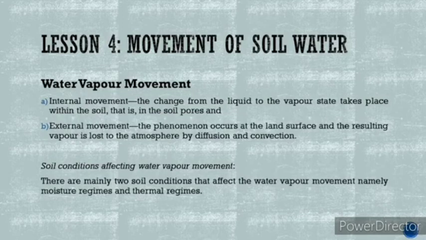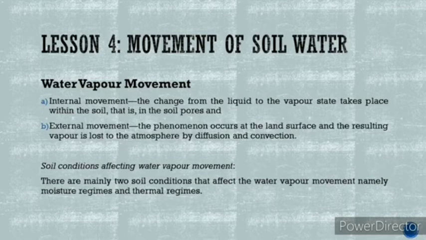Water vapor movement. The internal movement is the change from the liquid to the vapor state that takes place within the soil, that is in the soil pores, while external movement is the phenomenon that occurs at the land surface, and the resulting vapor is lost to the atmosphere by diffusion and convection.